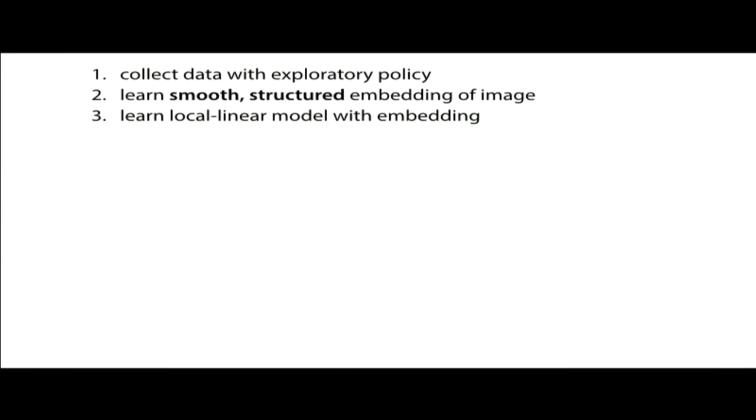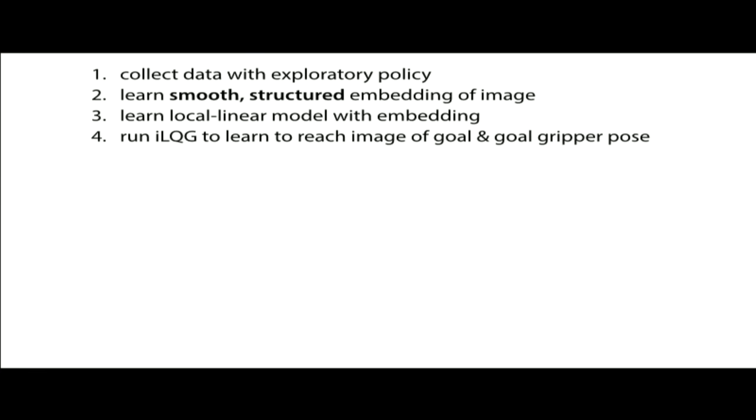Then learn a local linear model with that embedding, like Sergey talked about a few weeks ago, and then run iterative LQG on the learned embedding to reach an image of the goal and the goal gripper pose. And I'll talk a little bit more about why we represent the goal in that way in a minute.